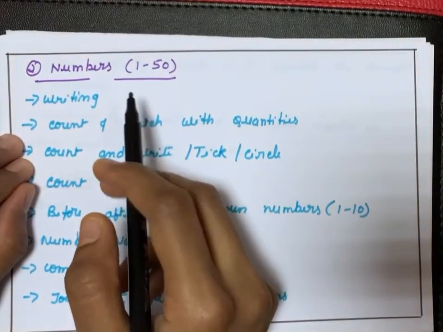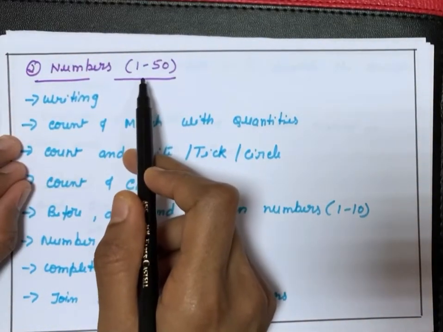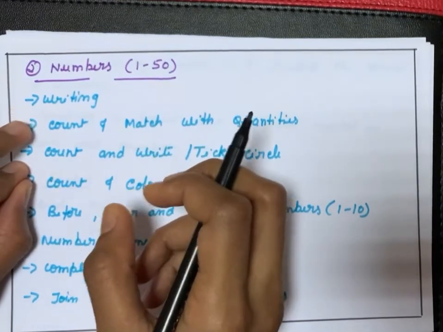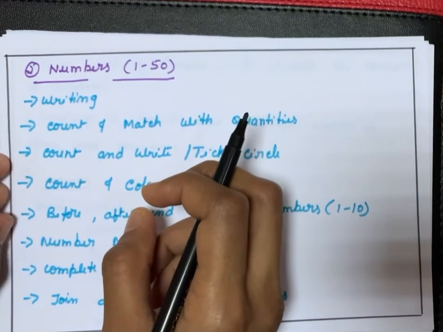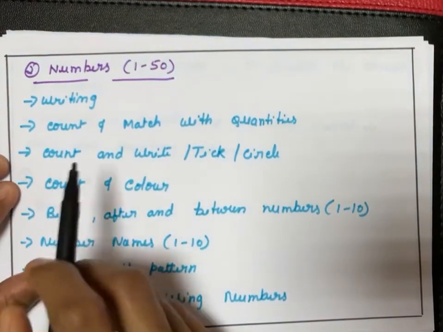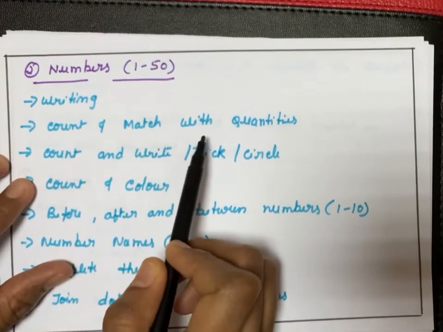Next comes the numbers 1 to 50. You can teach your kids 1 to 50 numbers. First teach them to identify the numbers, and once they are able to identify the numbers, you can teach them to write the numbers. Then next comes the count and match with quantities.